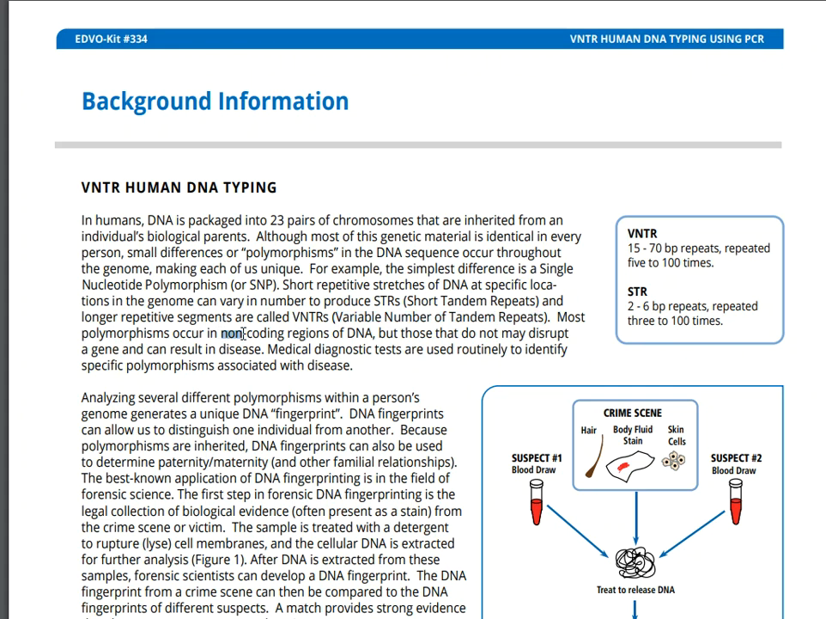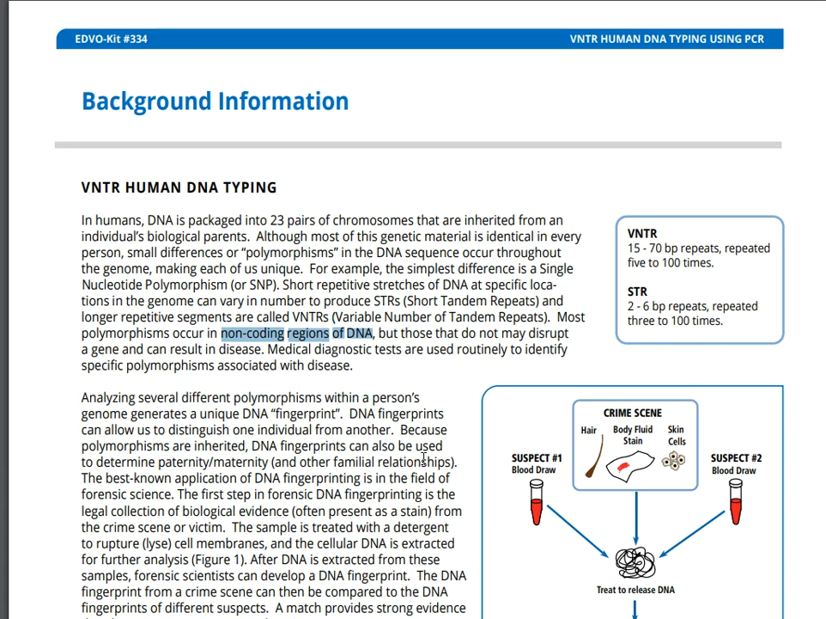Now, most of these are what we call non-coding regions of DNA. If they do happen, it's not going to be drastic. It's not going to cause any kind of genetic deformities or anything like that. These are what we call non-coding, which means that in the huge, long DNA strand in front of me, these polymorphisms happen in areas that aren't drastically important. So non-coding, that's what that's going to mean.